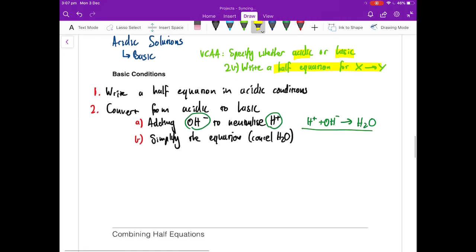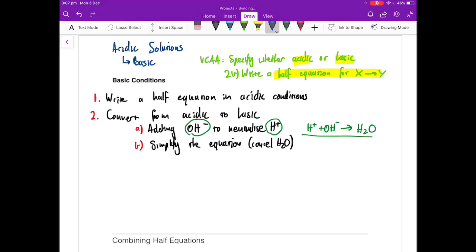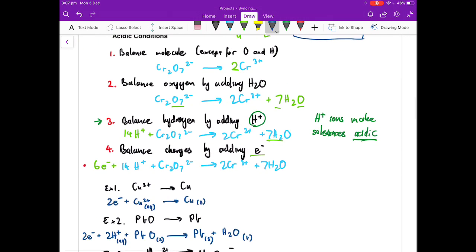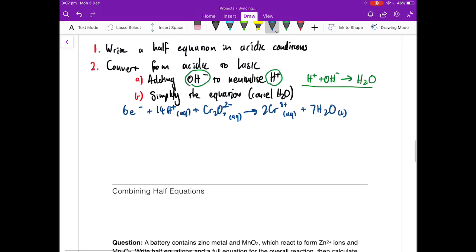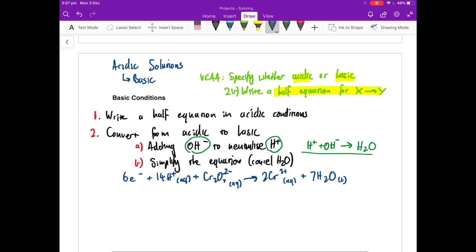So in the previous video we used the example of Cr2O7 and we ended up with the equation looking like this: 6e- plus 14H+ plus Cr2O7 2- aqueous goes to 2Cr3+ aqueous plus 7H2O. That was the final equation we worked out over here. So now let's convert this equation to a basic condition, because as you can see, it's currently in acidic.